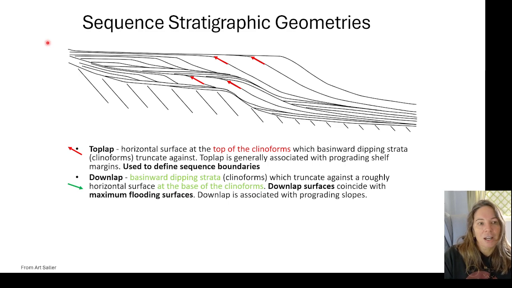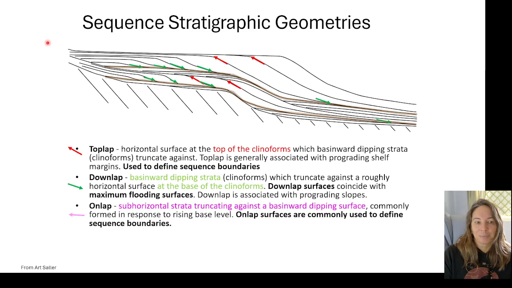And then next we have our downlapping surfaces. These are more basinward dipping strata, and they are more at the base of the clinoforms. So just going through these, we'll pick a few of them out. And then from those, we can pick our sequence boundaries. So they're kind of happening between the toplapping and the downlapping.